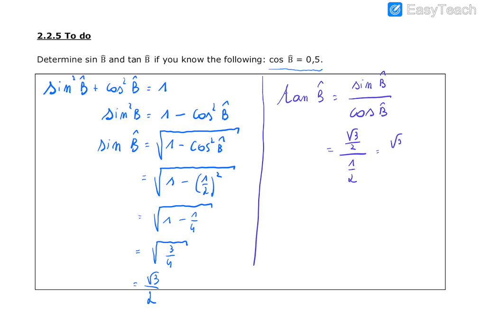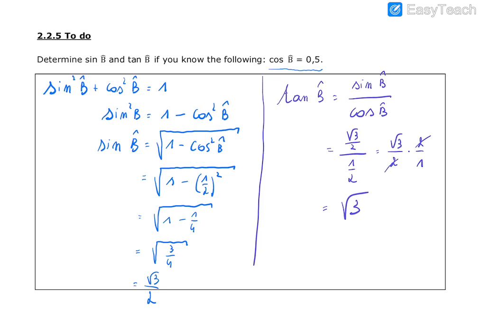Or you could do it like this: square root 3 divided by 2 times, if you're going to divide a fraction, you're going to multiply the first fraction with the reciprocal of the second one. So therefore, the 2's are gone. And now we have tangent b being square root 3. Yes?